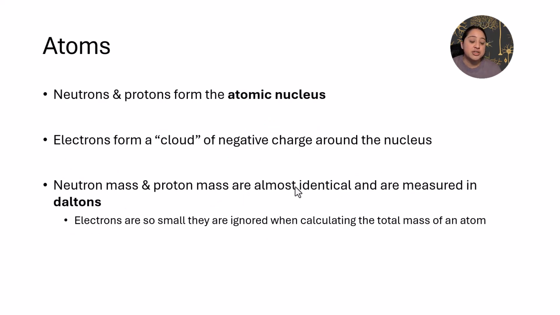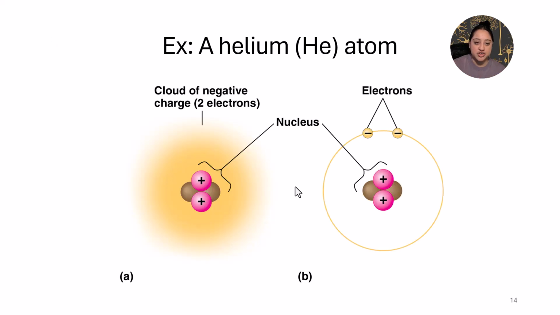Like I mentioned, neutrons and protons form the atomic nucleus. The electrons form a cloud of negative charge around the nucleus. Even though we show it stationary and just a circle, they float around as a cloud. I think there's a picture right here.